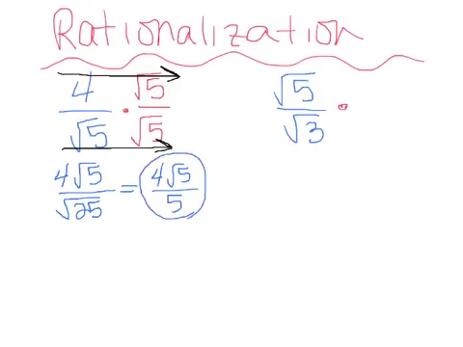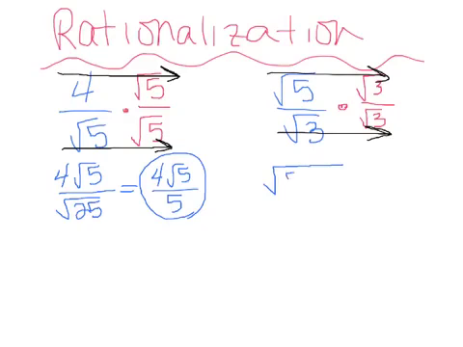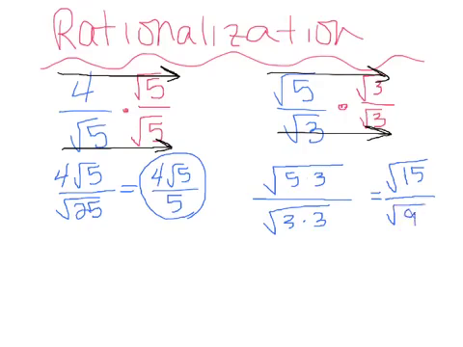So this next example, I'm going to multiply by 1, which in this case I'm going to make square root of 3 over the square root of 3. Multiply across the top, across the bottom. Square root of 5 times the square root of 3 over the square root of 3 times the square root of 3. Square root of 15 over square root of 9, which is over 3.